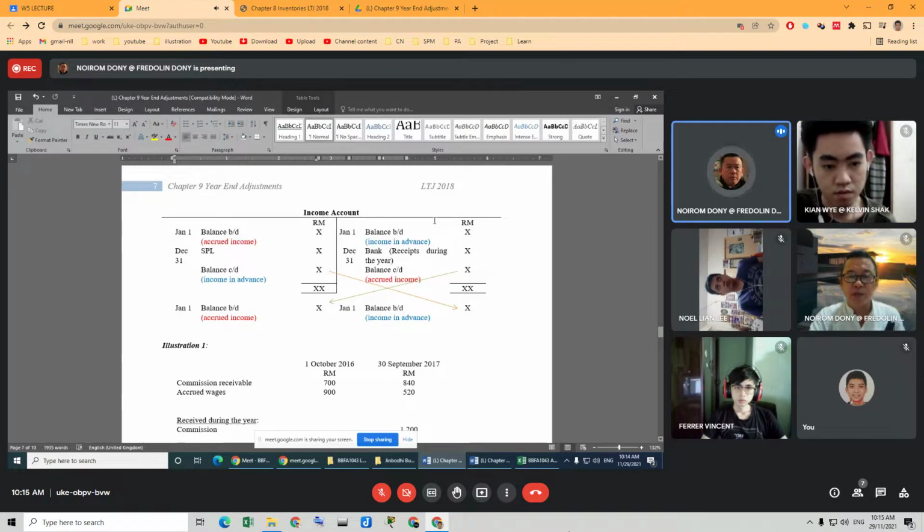When the business receives money on income, we debit bank and credit the income account. That's why it's a credit item. The particular here is bank, received during the year. And when we close off, of course, this is a credit item, so we have to do a debit entry and then put it into SPL. Again, if we have a debit balance, it represents accrued income. If it's a credit balance, that represents income in advance, so prepaid income.